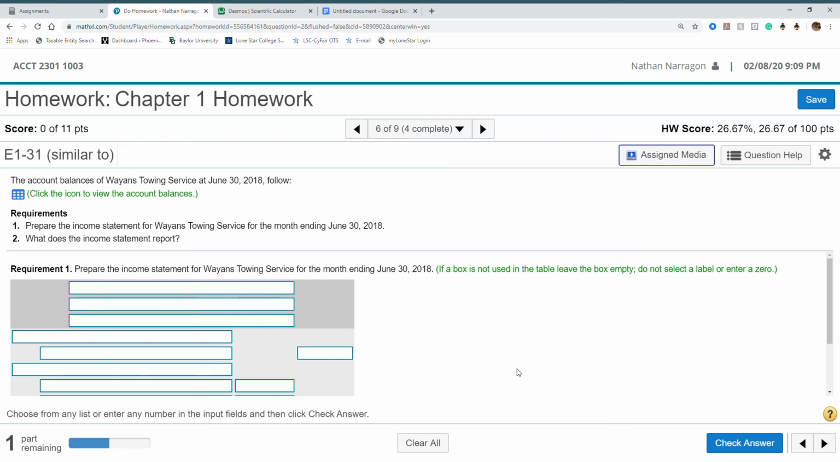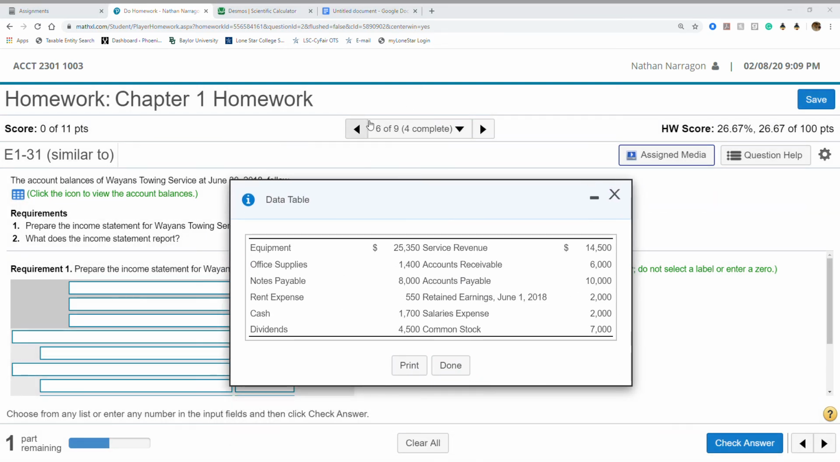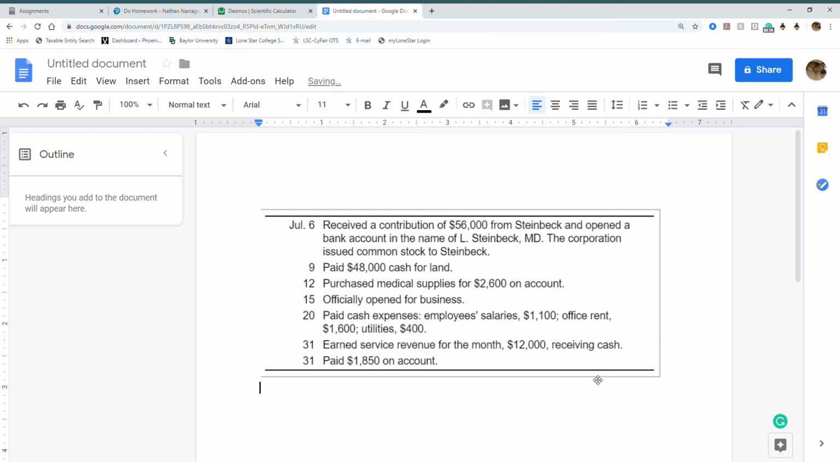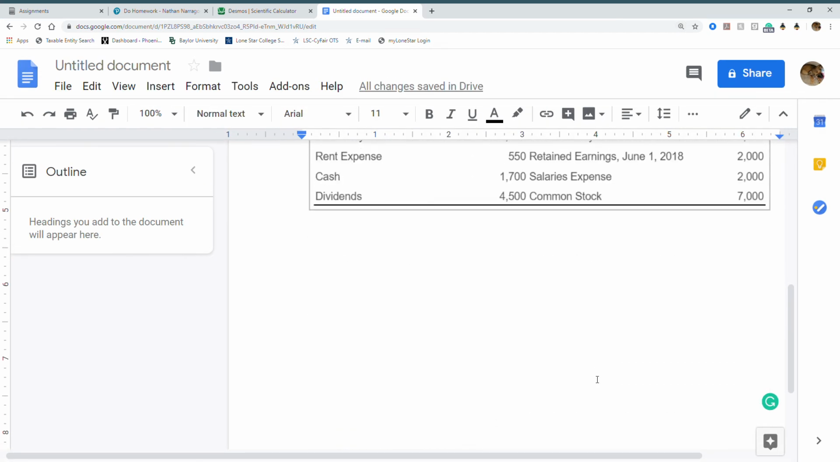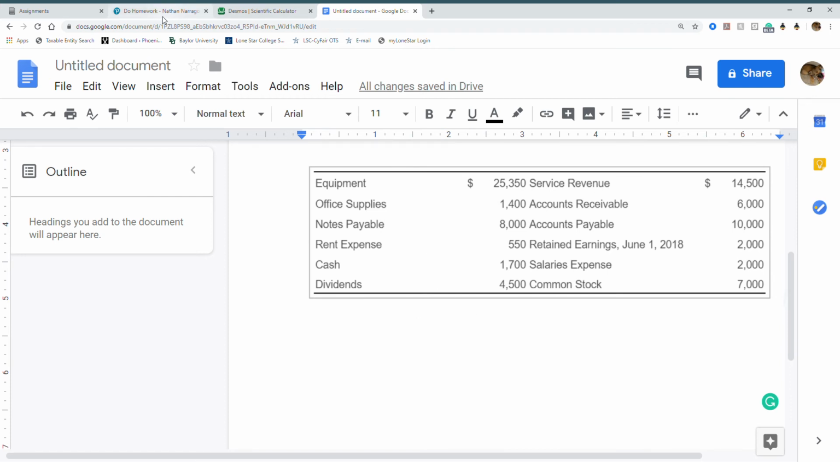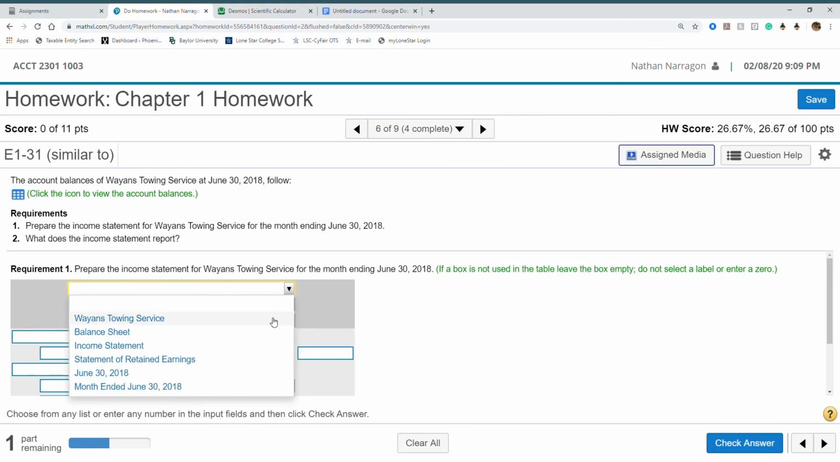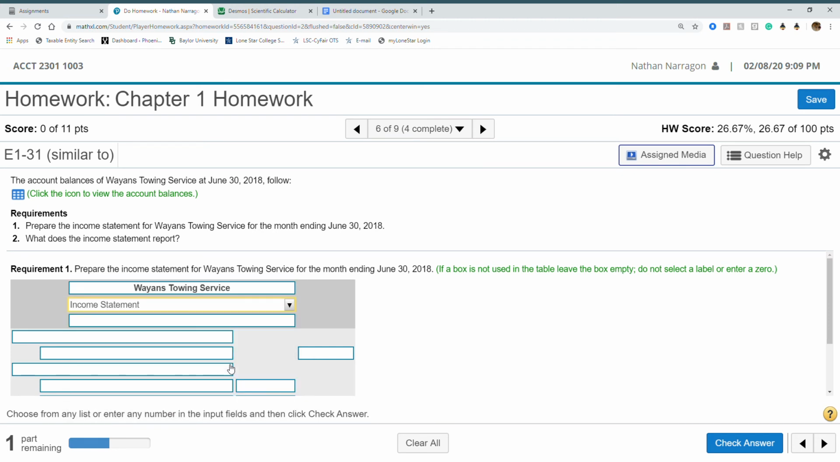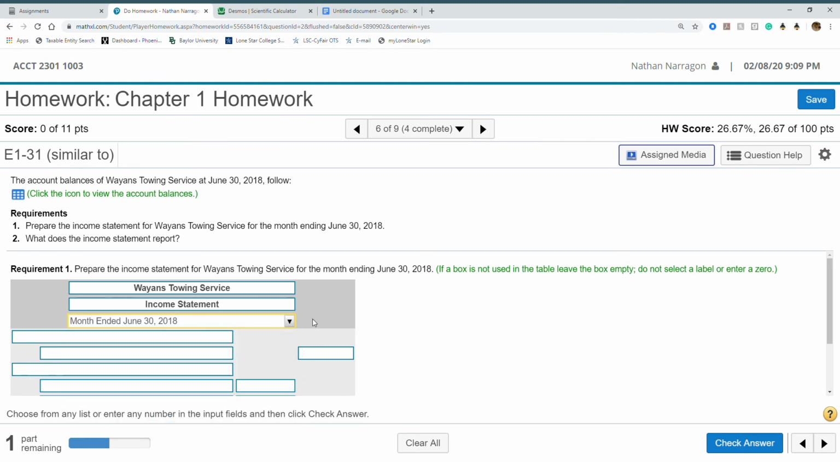Which, of course, we get to prepare an income statement for Wayne's Tower Servicing for the month ending June 30th, 2018. Looks like we've got a data table, which, let me go post it. There we go. Okay, there's our data table. Y'all can see it. Now all we're doing is going to transfer these into our income statement. So first off with the income statement, always start with the company. Then what document we're doing. We're doing the income statement. And this is for the month ending June 30th.